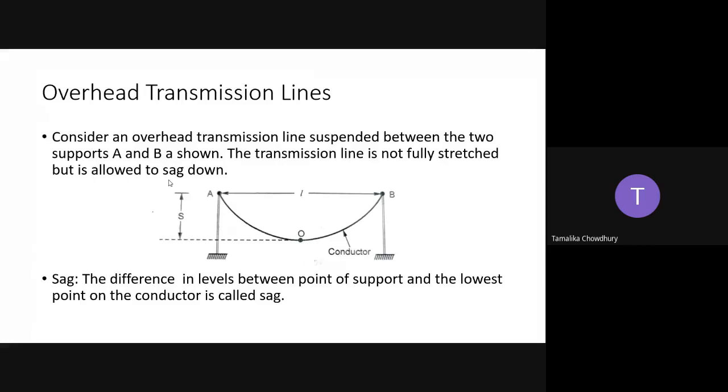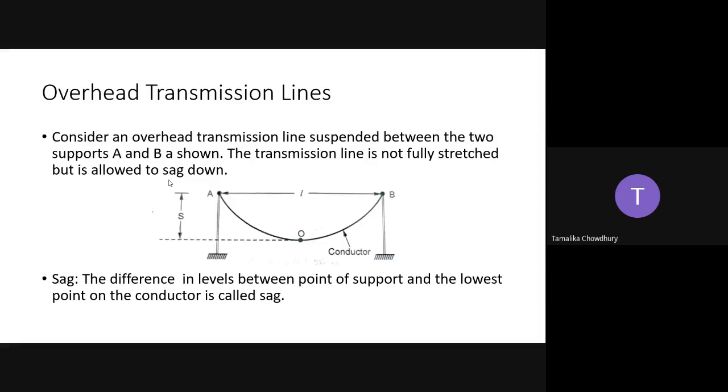So the wire basically takes the shape of a catenary. Catenary, if you are not familiar with it, is like a boat-shaped structure. That structure is called a catenary, or a parabola to be specific. I hope you know parabola. Yes, so that is the shape the conductor takes.